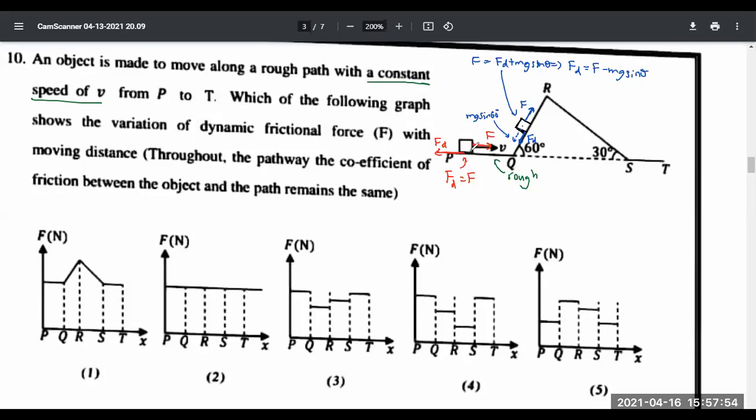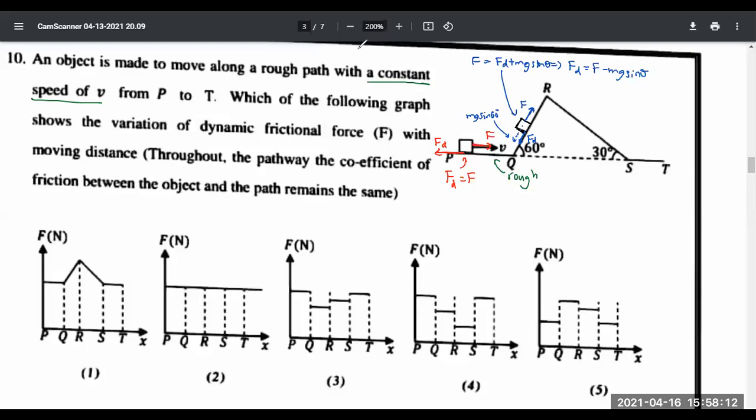So the red color part is from P to Q. FD is equal to F. Blue color part is from Q to R. FD is equal to F minus mg sine theta. So there's a small reduction in dynamic friction. Reason is weight is also going to oppose. So dynamic friction will reduce a little bit.